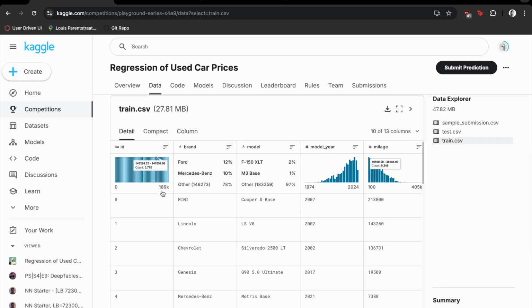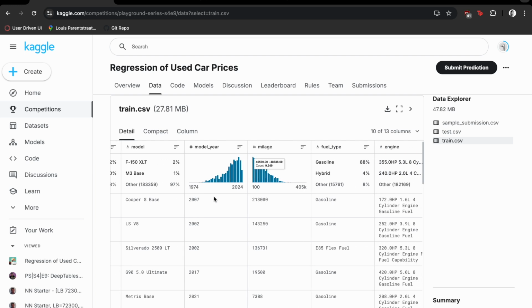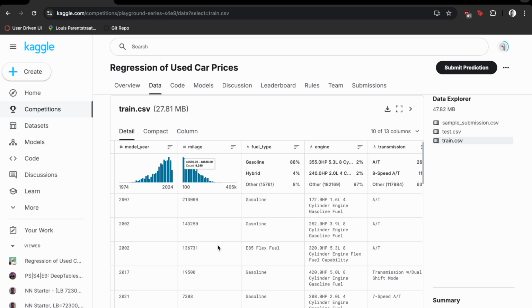ID is the unique identifier for each car listing. Brand is the manufacturer of the car, and model is the model of the car, and the year in which the car was manufactured is under model underscore year. And mileage is the total distance the car has been driven.